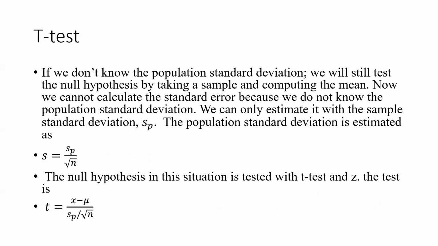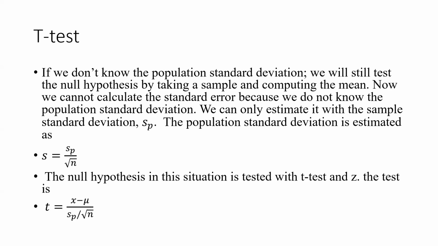But that is a situation whereby we know the population standard deviation, we know the population mean. But most of the time, we hardly know the population standard deviation. So if we don't know the population standard deviation, what do we do? We still test the null hypothesis. But this time around, we take a sample and compute the mean. But we cannot calculate the standard error because we don't know the population standard deviation. We can only estimate it using the sample standard deviation that we have. So in that case, we can't use the z-test. So we use what is called the t-test. That is what we use most of the time in our studies.